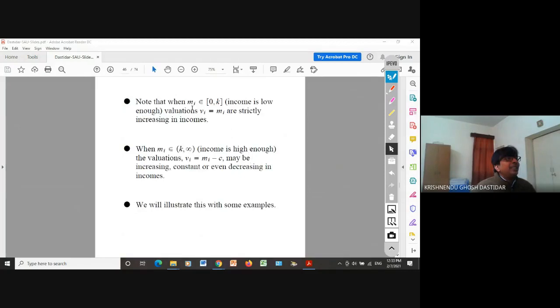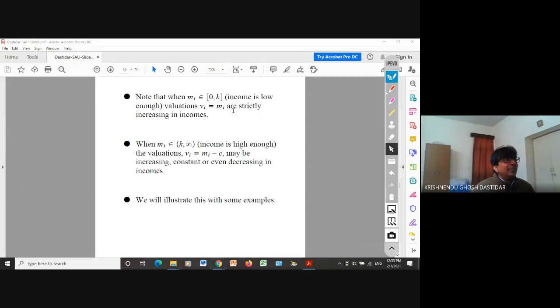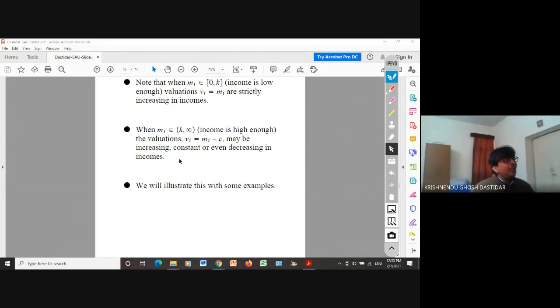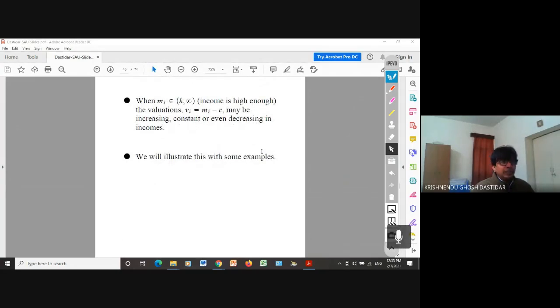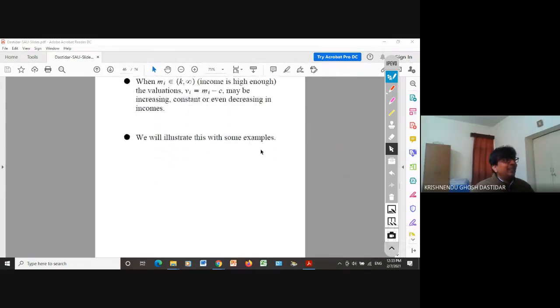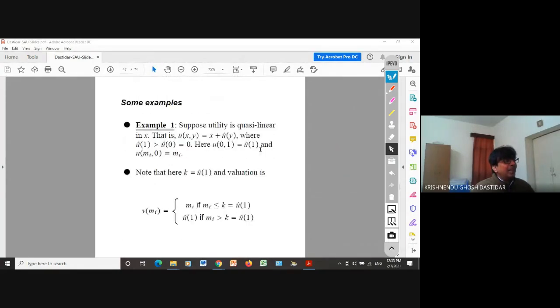Now, note that when Mi is between 0 and K, when income is low enough, valuations are strictly increasing in income because it is equal to Mi. And when Mi is more than K, income is high enough, the valuation may be increasing, constant, or even decreasing in income. We will illustrate this with some examples. That is interesting because I just want to illustrate that.